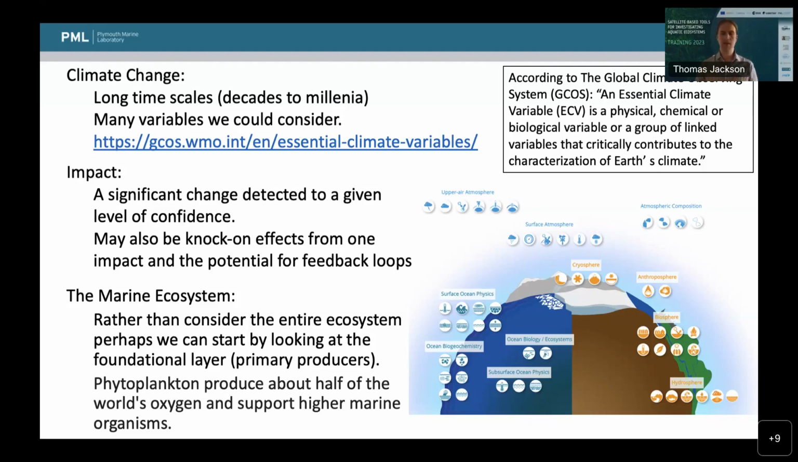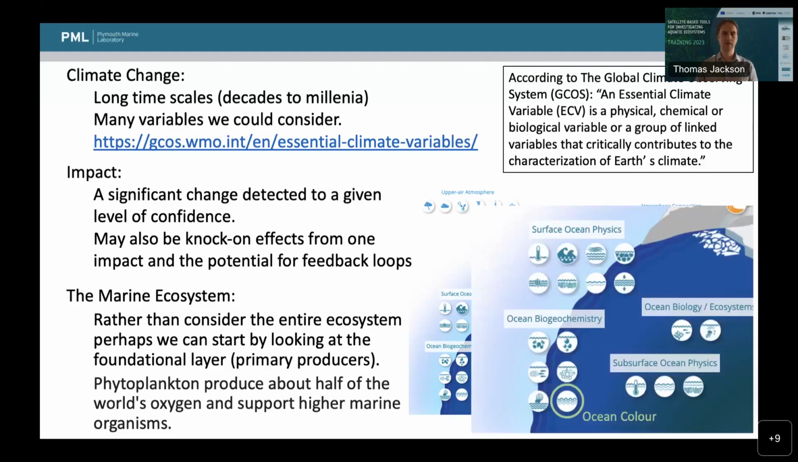So just to show on the diagram, if we zoom in onto the ocean section, you can see ocean color is down here, highlighted among the group of ocean biogeochemistry. It's also worth noting that ocean color is the only ECV here which allows you to look at what's going on biologically. The rest of them are often related to inorganic or chemical processes.